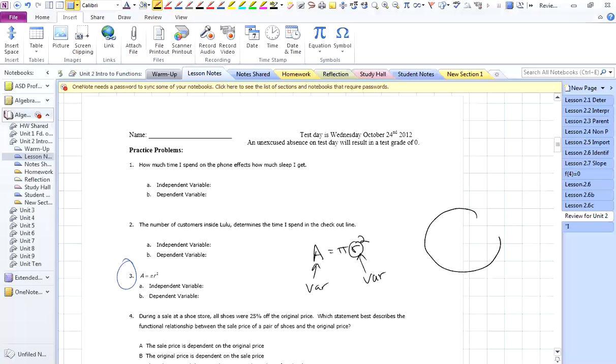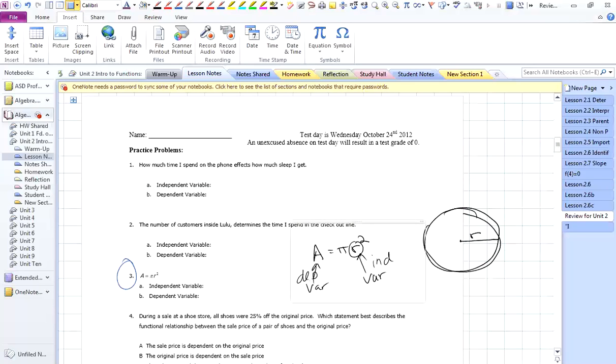Okay, so we have to figure out which one's dependent and independent. If I have a circle, and it has a radius from the center to the outside of the circle, the radius is r, right? So if the radius changes, what does that mean for the area of the circle? The area will change, so r would be dependent. No, so r is not dependent. Never mind. If the radius changes, the area changes. So that means the radius is the independent. Exactly.